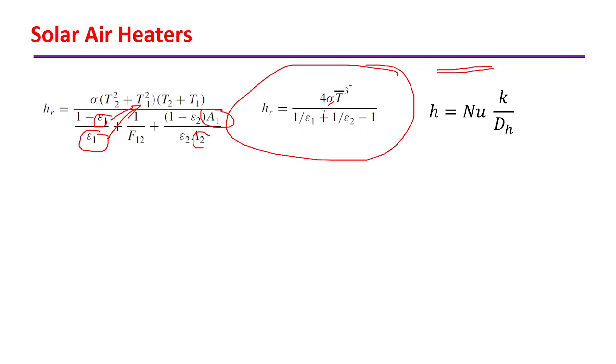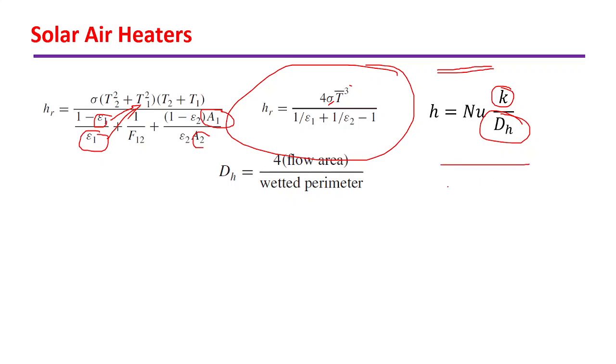And then the question comes, what will be the value for H? The value for H depends on the Nusselt number. The Nusselt number is basically for bodies permitting heat transfer from one end to another end. So in that case, we have to calculate the Nusselt number, and H will be a function of the Nusselt number and thermal conductivity upon hydraulic diameter.